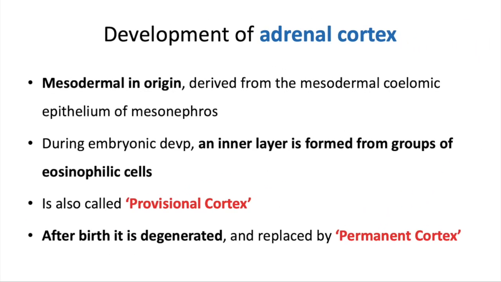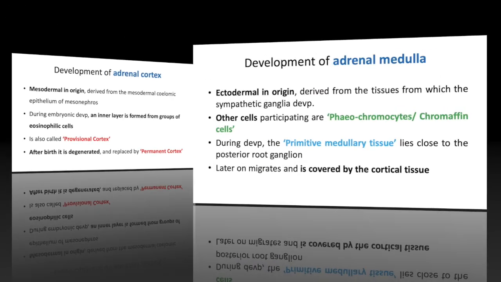Development of adrenal cortex. Adrenal cortex is mesodermal in origin, derived from the mesodermal coelomic epithelium of mesonephros. During embryonic development, an inner layer is formed from groups of eosinophilic cells. It is also called provisional cortex. After birth, it is degenerated and replaced by permanent cortex.